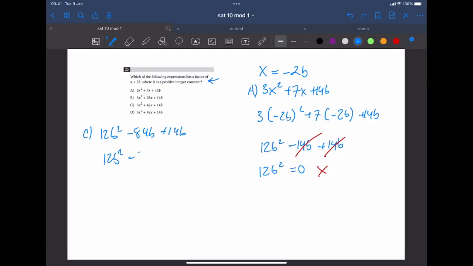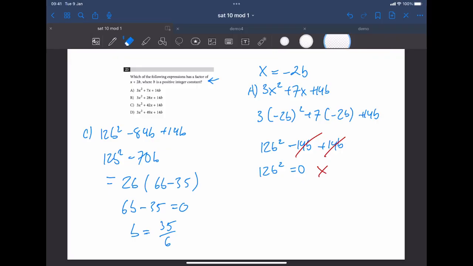Again, combining the b terms, we would get 12b squared minus 70b. Factoring out 2b, we would get 2b times 6b minus 35. Again, b cannot be 0 because it has to be a positive integer. So we solve 6b minus 35 equals 0, and we would get b equals 35 over 6. Again, it's a fraction, not a positive integer, so C is also wrong.